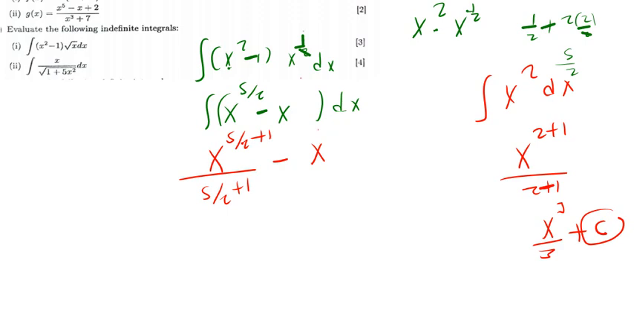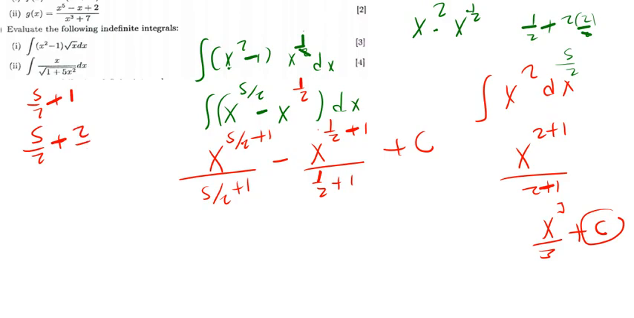It's just half because it's the square root. So it will be 1 over 2 plus 1, then you divide it by 1 over 2 plus 1, then plus c. Now just simplify this. What is 5 over 2 plus 1? 5 over 2 plus 1 is the same as 5 over 2 plus 2 over 2, because 2 over 2 is 1. If the denominators are the same, you add the numerators. So you have 6, or you have 7, sorry, divided by 2.